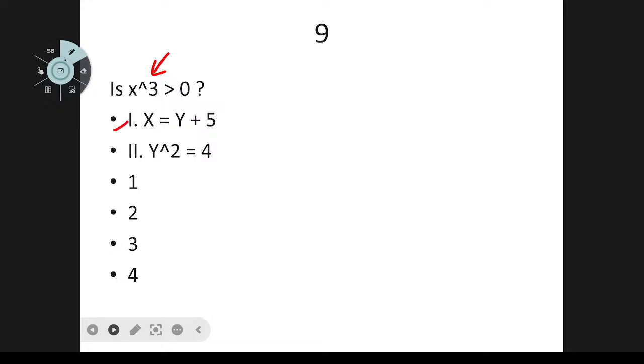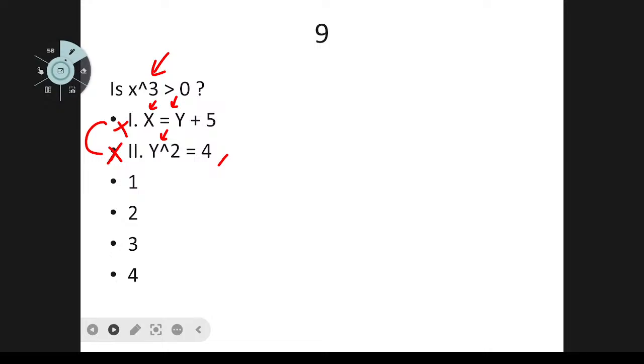By using the first statement, I cannot know the x value because there are two variables. By using the second statement, I cannot know the x value because only the y value is given. So I don't know what the x value is. Individually it's not possible, but I will try to combine them.